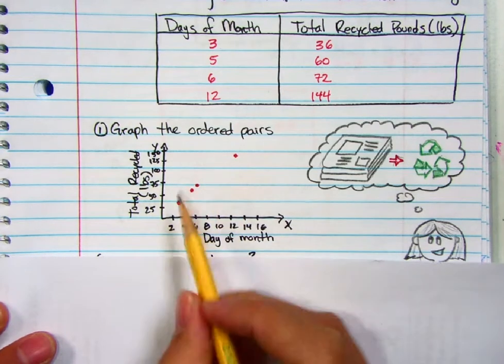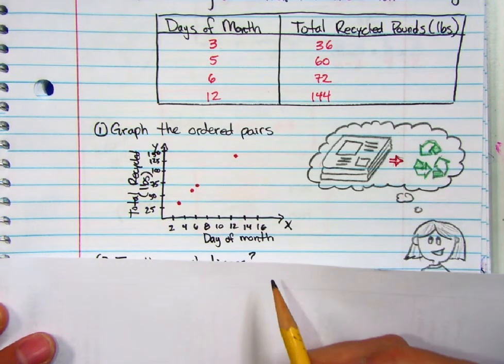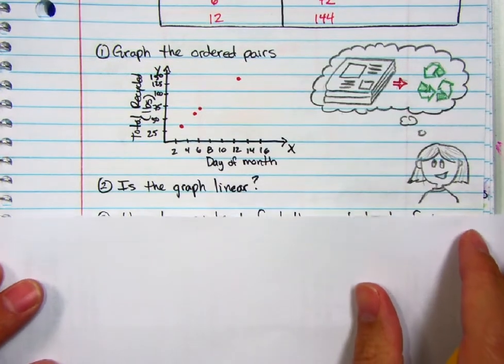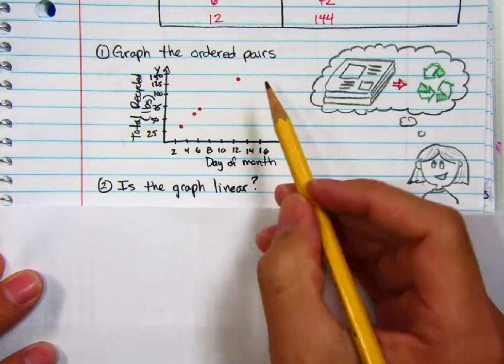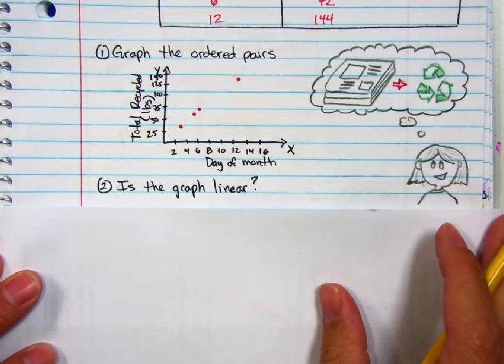And so I plot these points: 3, 36; 5, 60; 6, 72; and 12, 144. I plot those points. Next, I ask myself, is that a linear graph? The answer to that would be yes. If I were to connect these points, they make a nice straight line. So that would be considered linear.